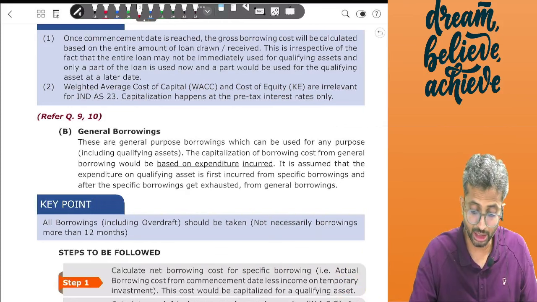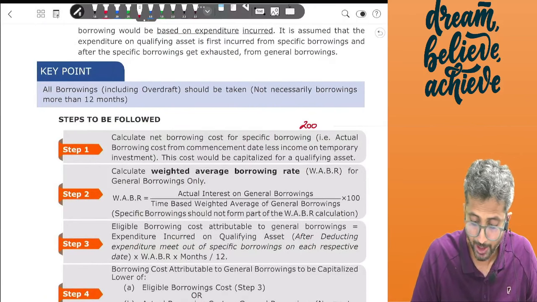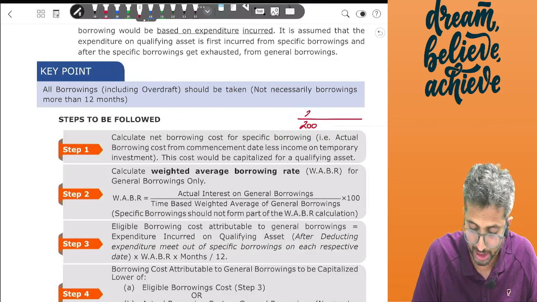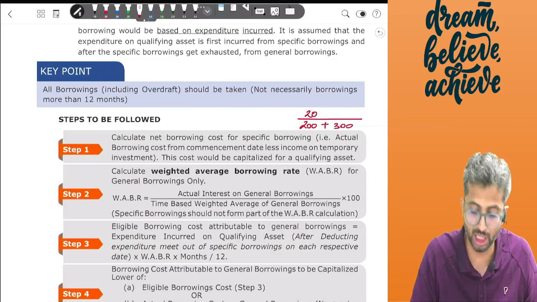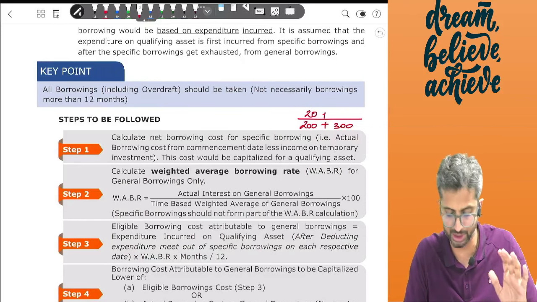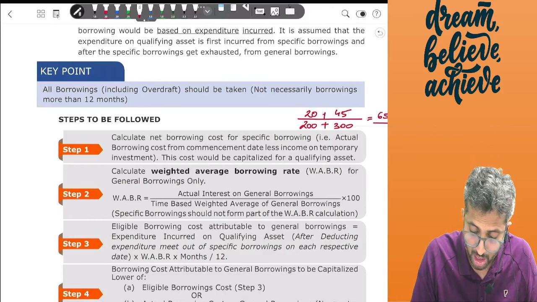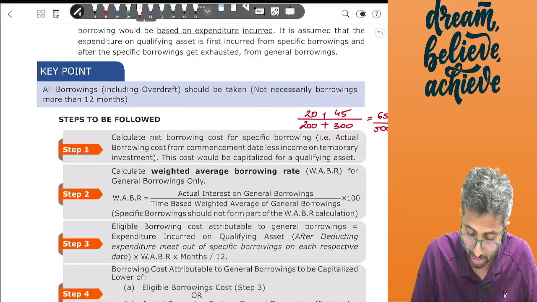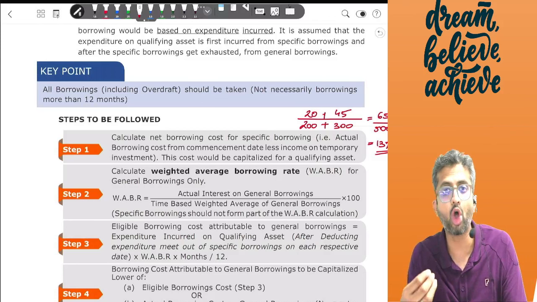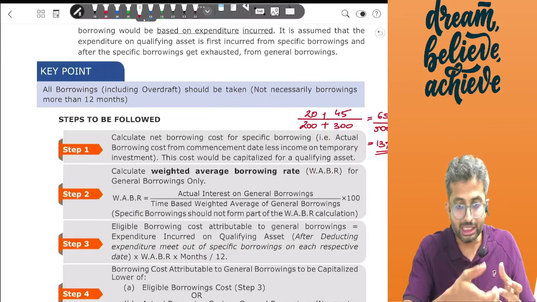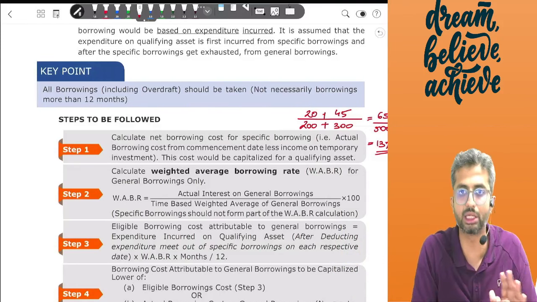I will say that in total, for example, I might have a general borrowing of 200, on which I am paying interest of 20 rupees, at 10%. I also have another general borrowing of 300, on which I am paying interest at the rate of 15%, that is 45. Hence, I am paying a total of 65 on a total borrowing pool of 500, which means for every rupee of general borrowing that is utilized for a qualifying asset, 13% is the borrowing cost.